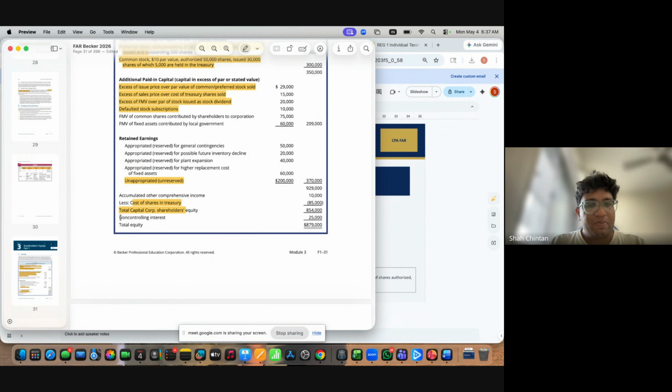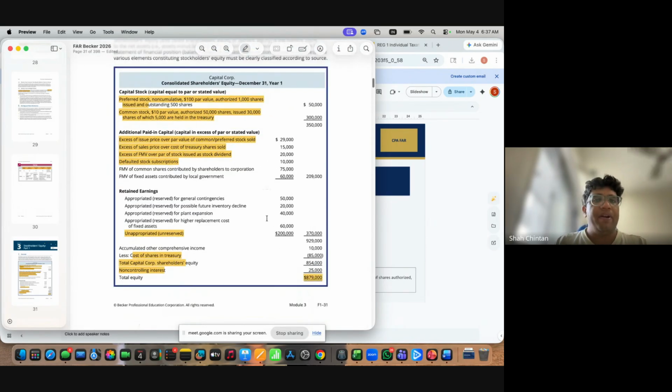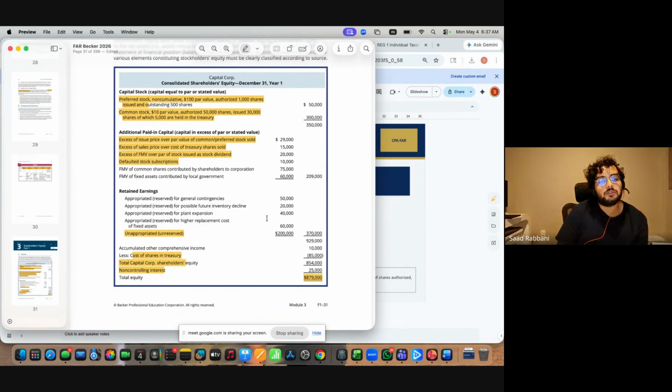Non-controlling interest is presented as a separate line item. What is this? We will see during the consolidation chapter. So total corporate equity plus non-controlling equity, you get the total equity which is outstanding for a company. This is a typical format of how a capital account or an equity account looks in any corporation. Just a format. We have not gone into the detail of anything.